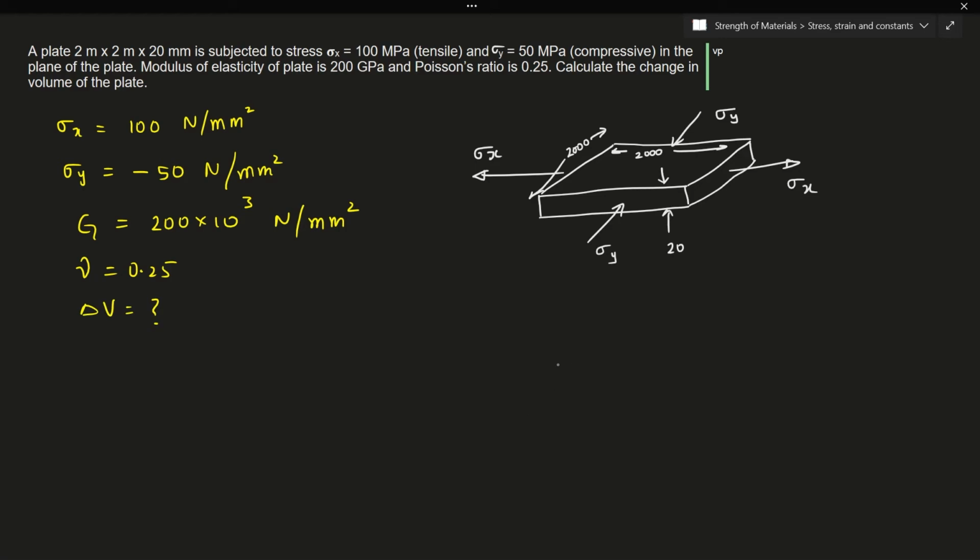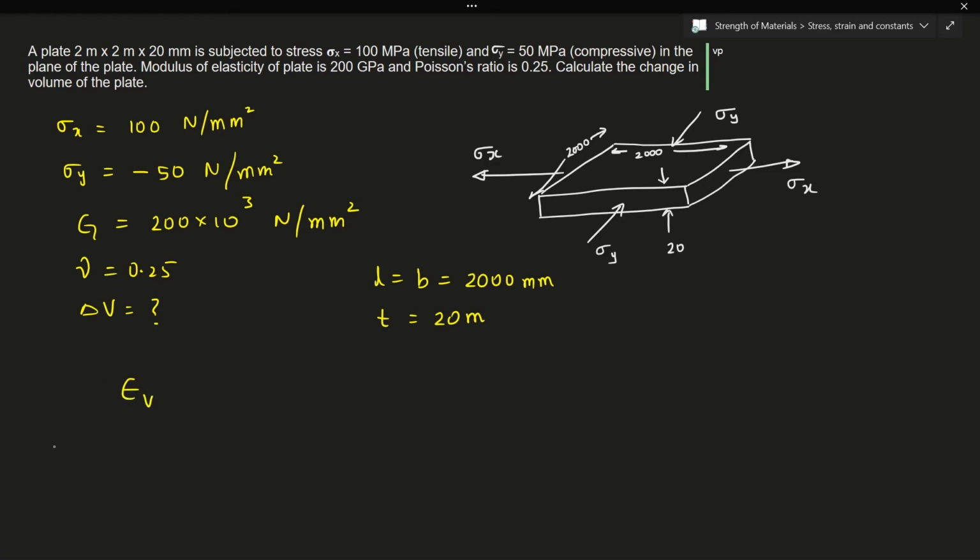Now let us start with a simple formula, and also the length is given. Length is equal to breadth, that is equal to 2000 mm, and the thickness T will be equal to 20 mm. With this in mind, let us start solving the question.